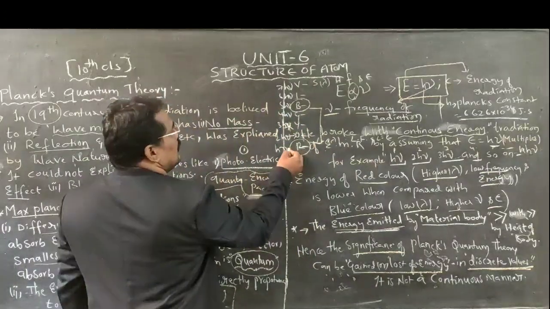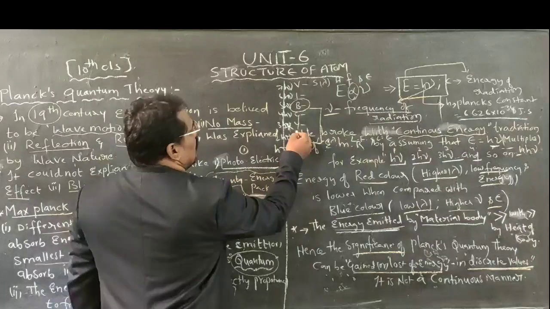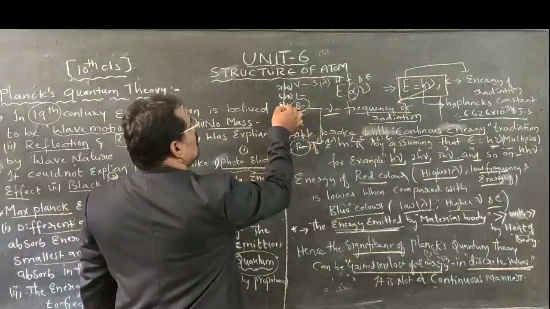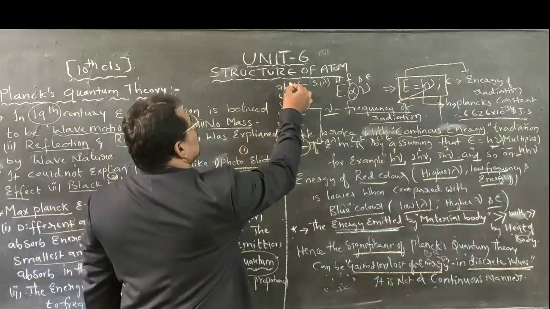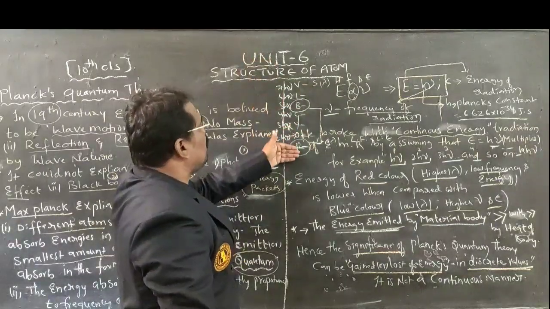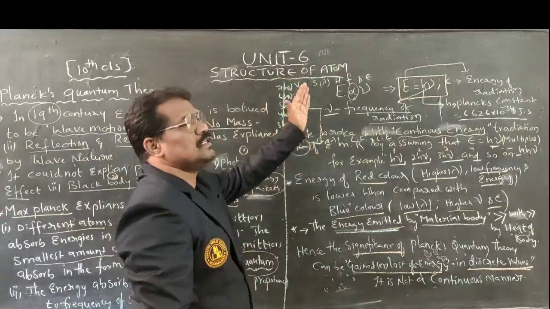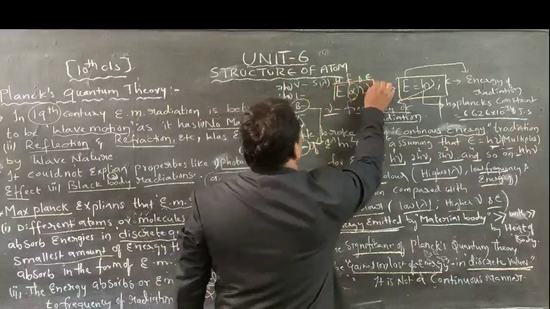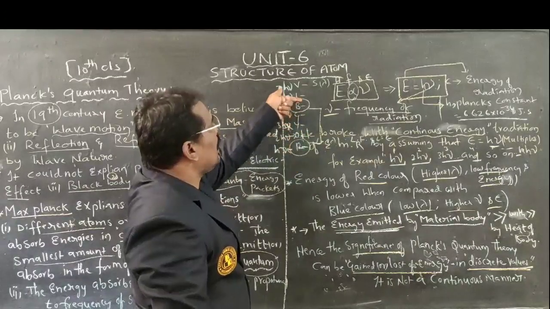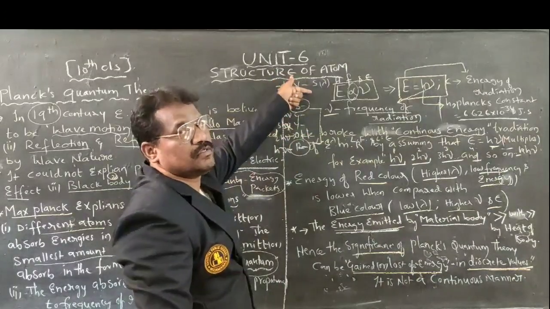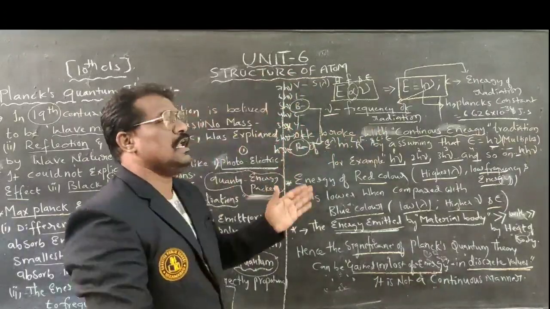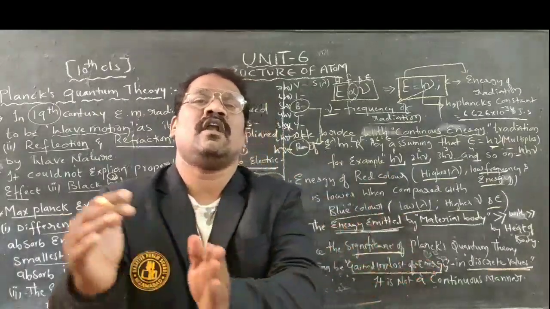That's the reason red color has h mu, orange color 2h mu, yellow color 3h mu, green color 4h mu, blue color 5h mu, indigo 6, violet 7, and so on. As you go from bottom to top, frequency increases and energy increases. Therefore, energy is directly proportional to frequency. Each and every color has discrete energy values, so it is not a continuous energy but a non-continuous, discrete value energy.